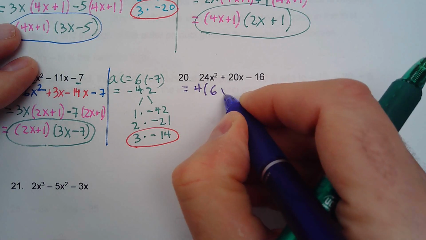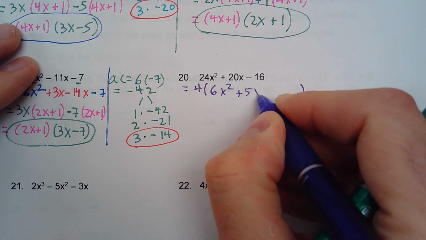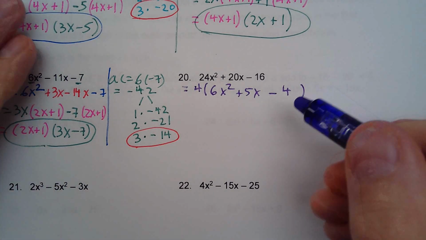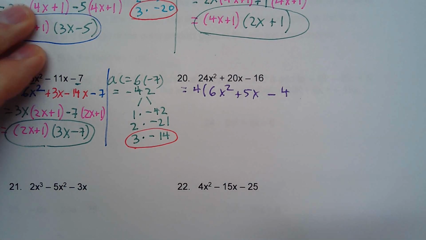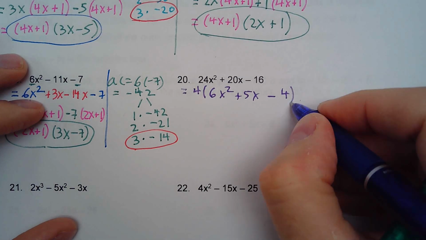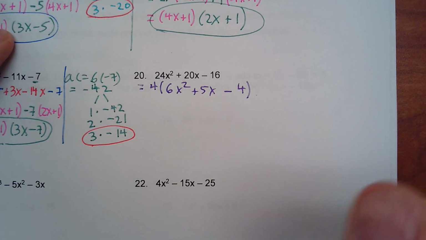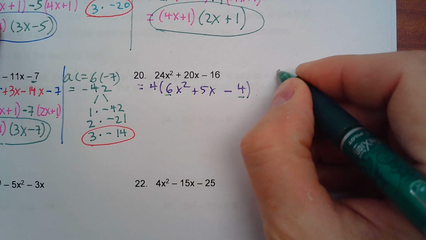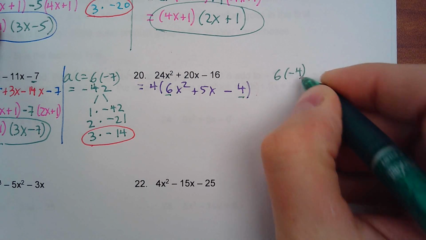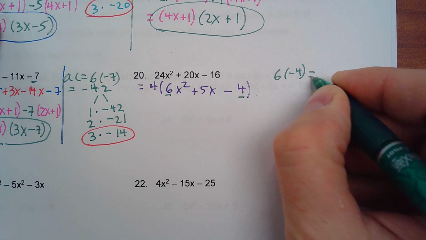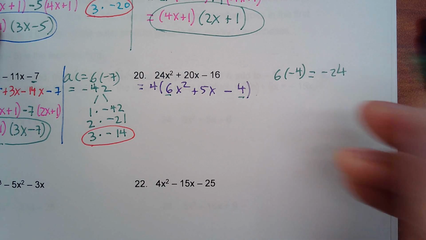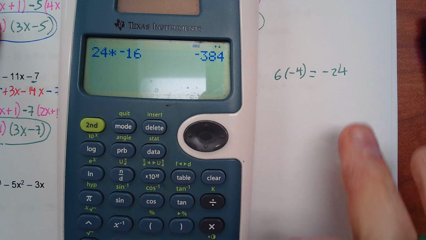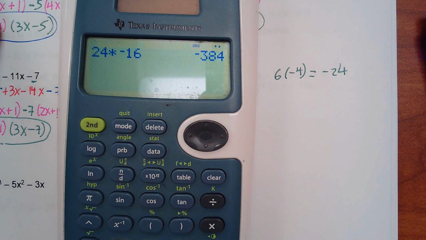So that'd be 6x squared plus 5x minus 4. Now, when I do my AC method, I'm looking at 6 times a negative 4. Well, that gives me a negative 24. That is a heck of a lot better to break down than negative 384.